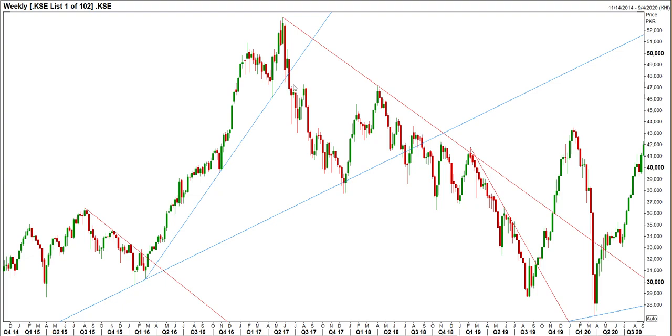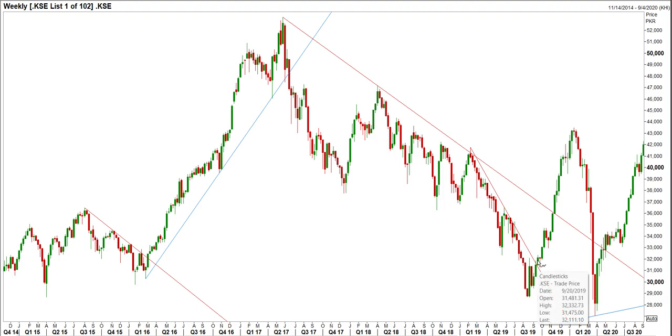So this bearish trend continued for a number of years, and it can be seen that as long as the price was trading below this falling trend line, it was in a bearish zone. Once it closes above this falling trend line during the third week of September 2019, it started its bullish rally, and again it closed above the falling trend line which was previously giving a resistance region for the index KSE 100.